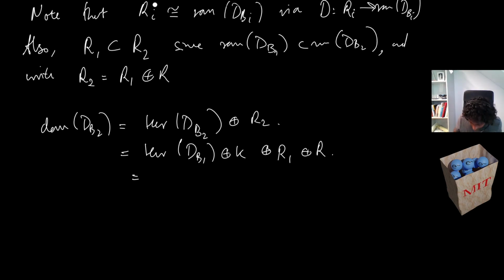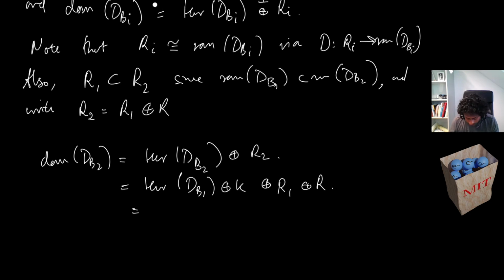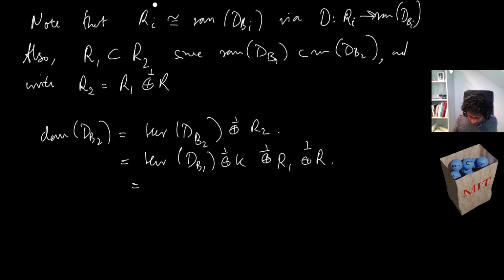And so then, sorry, yeah, look, it really doesn't matter which complement we use here. It just needs to be consistent, done consistently. This can all be orthogonal complements, sure. But yeah, okay. So now what do we have here? We can take the kernel of dB1 plus the R1, and then we get the domain of dB1 plus K plus R, right? That's what we get.